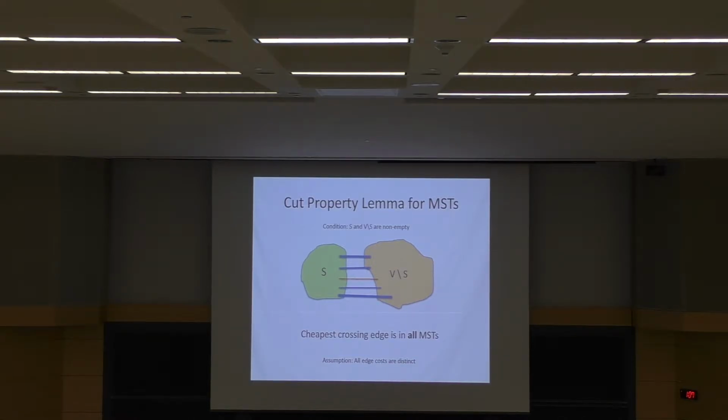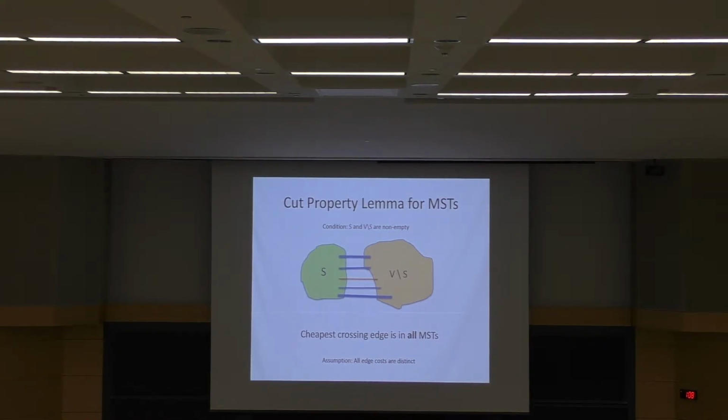One part S, which is non-empty, and you have another part V minus S, which is the remaining part, which is also not empty. So all this is saying is S is not the empty set and S is not everything. So any non-trivial way of dividing the set of vertices into two parts, you look at all the crossing edges, let e be the cheapest crossing edge. And note that since the edge costs are distinct, there is a unique cheapest crossing edge. Then what this lemma says is, this cheapest crossing edge is going to be present in all possible minimum spanning trees of this graph. This is a very strong statement.